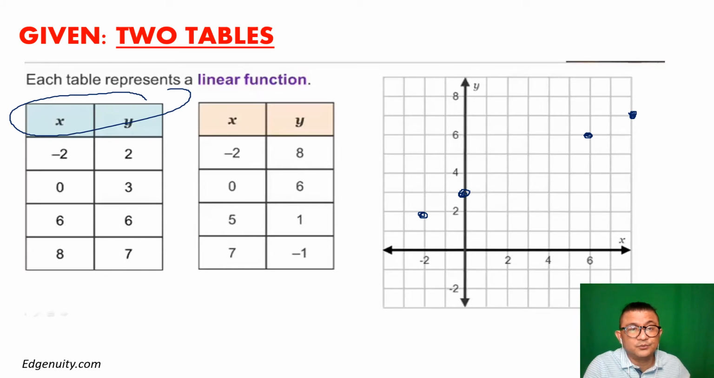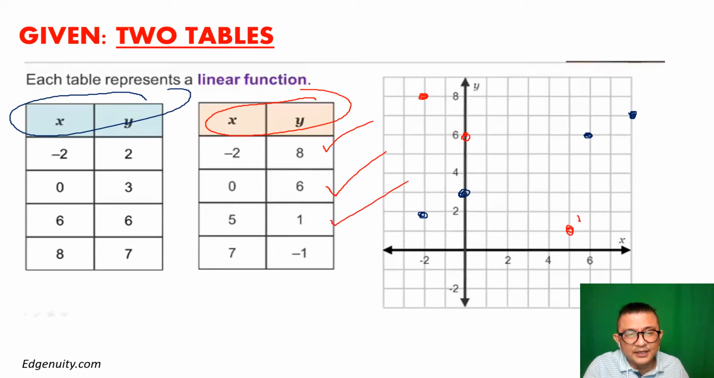Now let's do the line which is red. Plot the points. Negative 2, comma 8 would be somewhere here. Okay, check. 0, 6 would be here. Check. What else? 5, 1 would be 5 here, and 1 there would be over here. Check. And then what else? 7 comma negative 1 would be there. Check. So we plot the blue points, we plot the red points, but where would they meet?